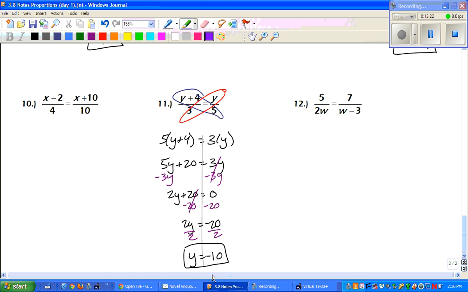So that's it for Algebra 3.8 on ratios and proportions.